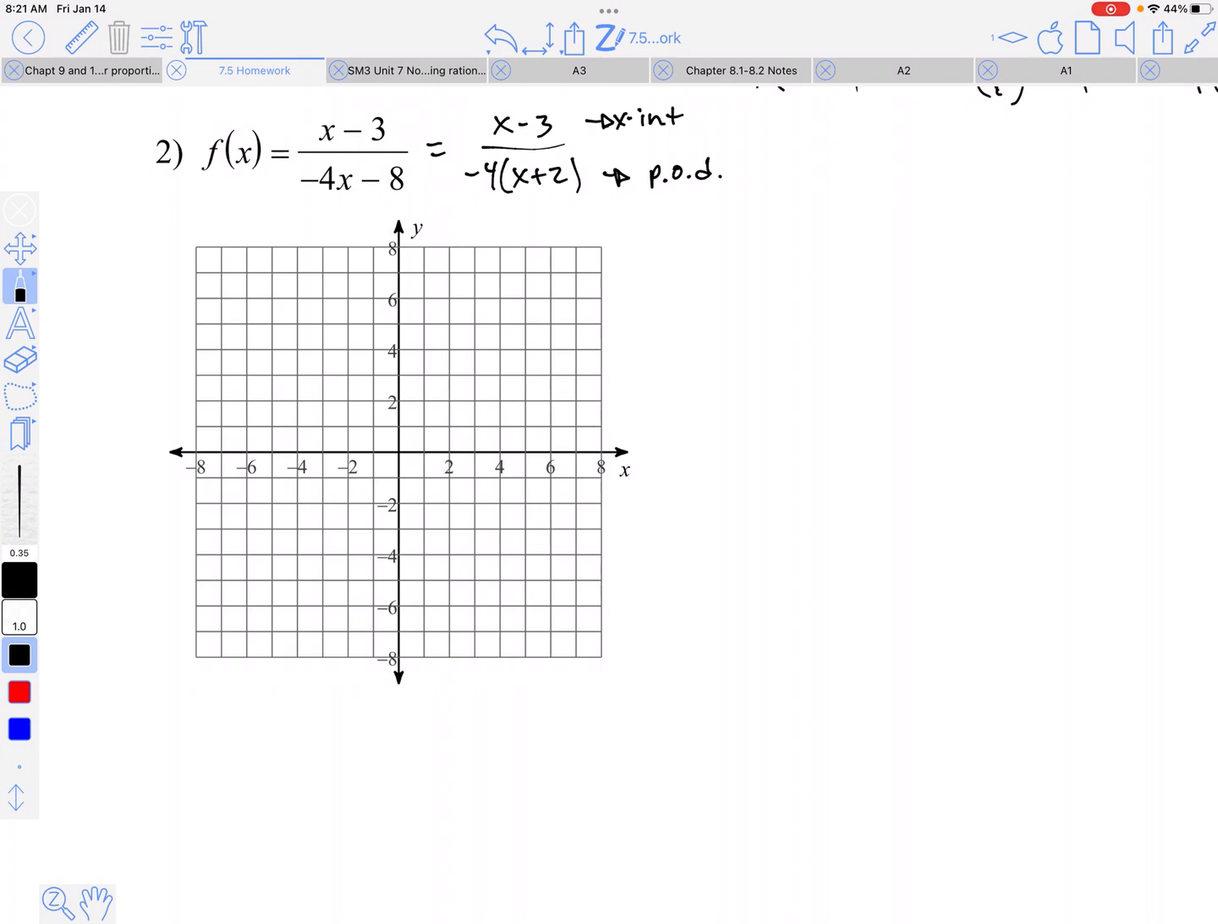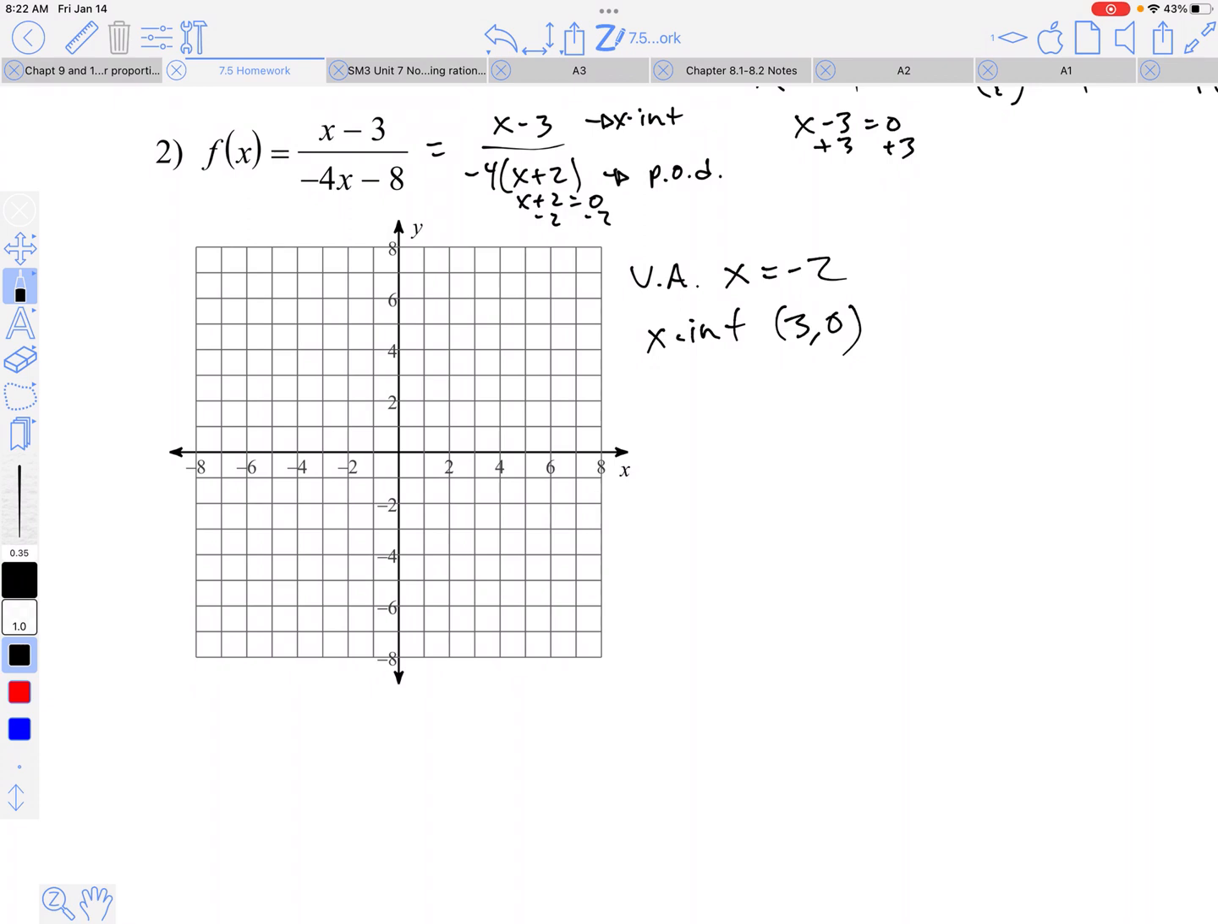So nothing divides out, so I know there's no holes. So I know the excluded value here, when y is 0, if we solve, we get a vertical asymptote at -2. The top, my x-intercept though, if I do x minus 3 equals 0, so when y is 0, x is 3, we have an x-intercept at 3. Alright, so that's all the information I can get from the factors.